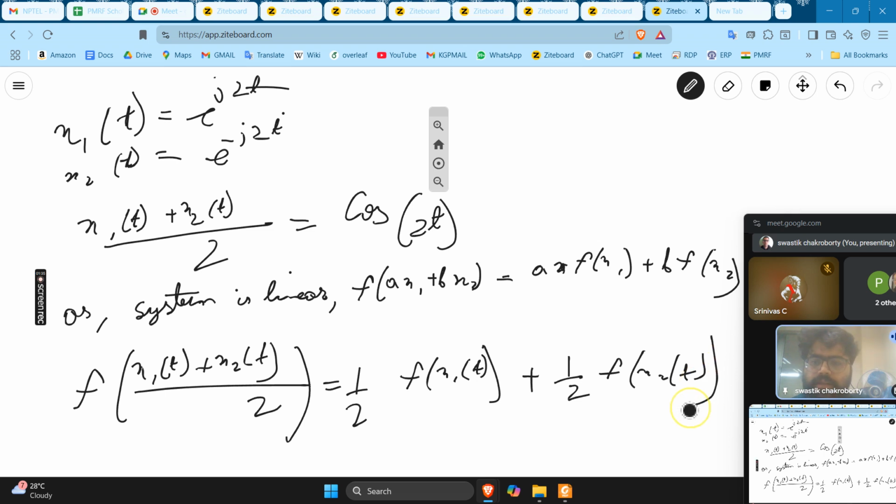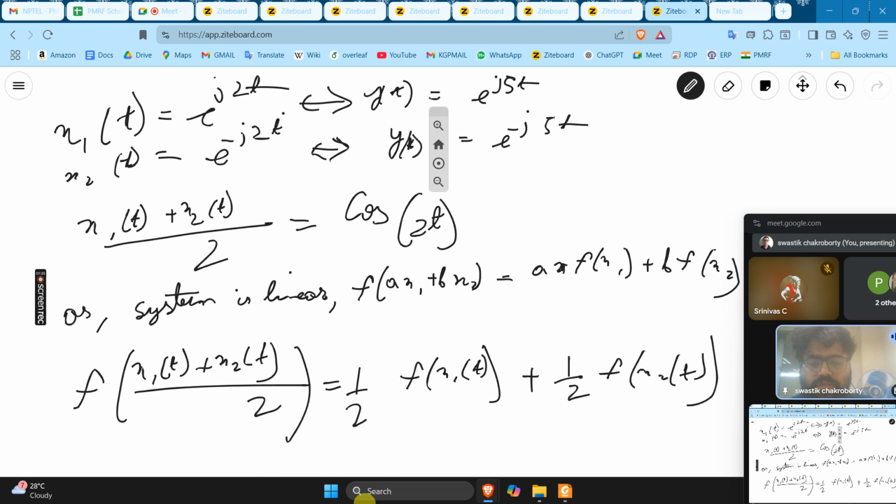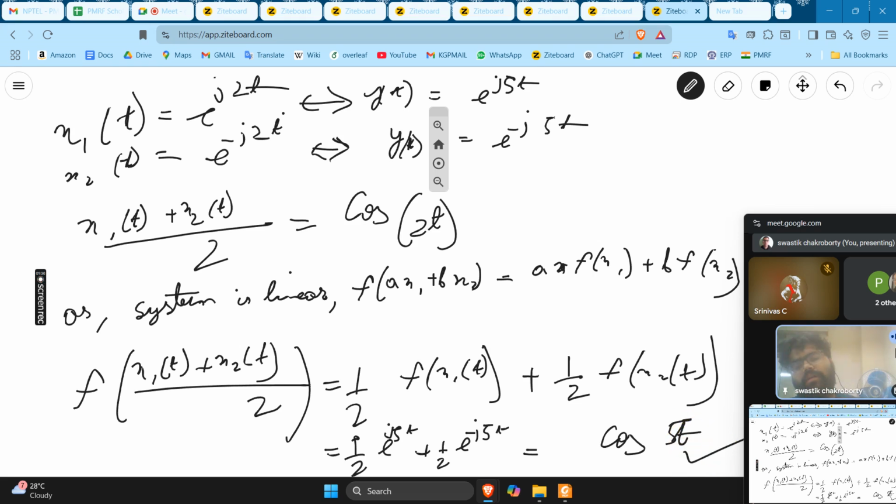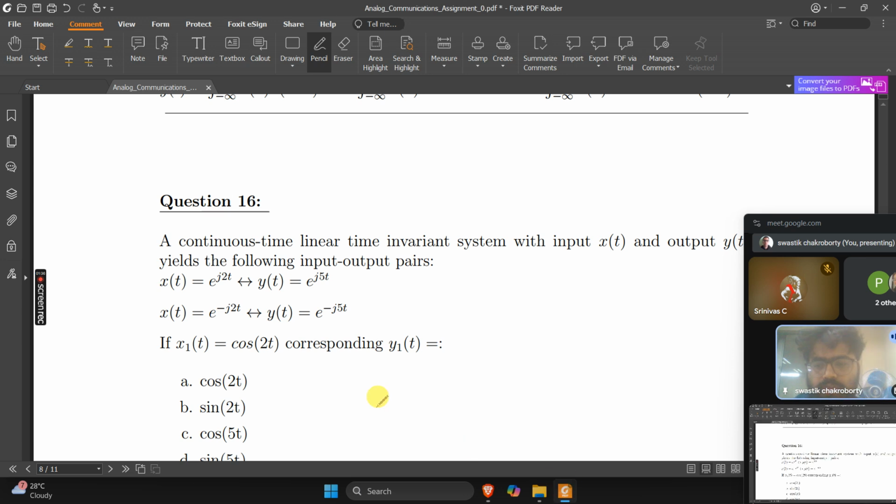Now what is f of x1(t)? It is given that the output is e to the power j5t, and here the output is e to the power minus j5t. So half e to the power j5t plus half e to the power minus j5t is nothing but cos 5t. Okay, so the answer is cos 5t.